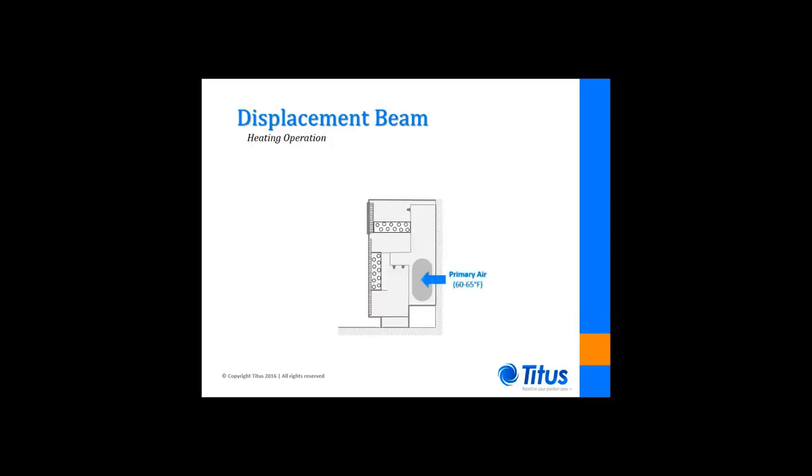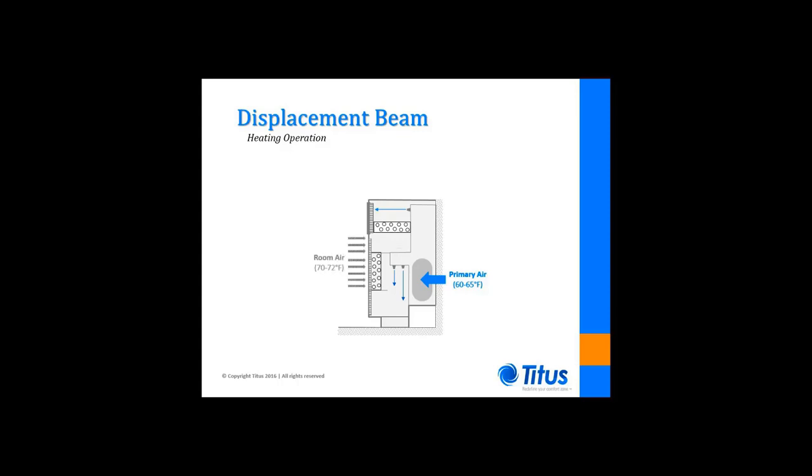During heating mode, primary air is delivered at a slightly higher temperature, but still some 10 degrees below the classroom control temperature. This air pressurizes the primary air chamber and is again discharged by several rows of induction nozzles into both the upper and lower mixing plenums.